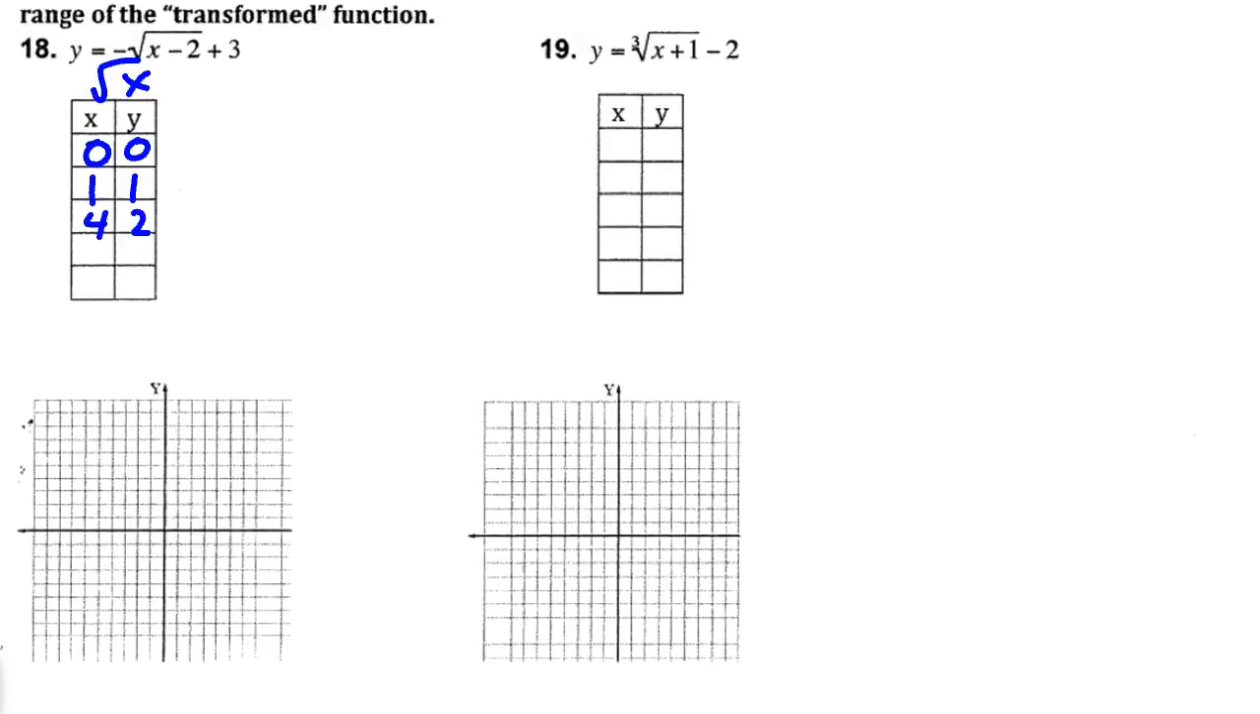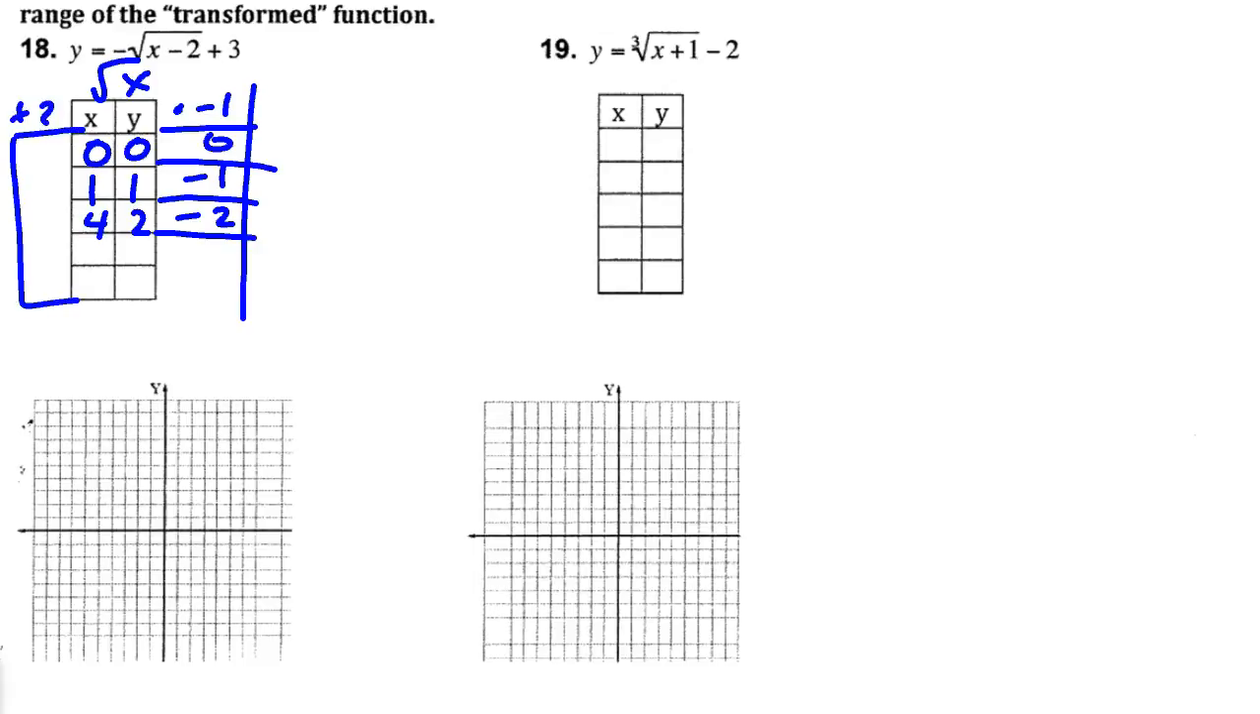I want to reflect over the x, so that changes the y. I simply take all these y's and multiply by negative 1. So it becomes 0, negative 1, negative 2. And then the 2 right is a plus 2 over here. So my new points there are 2, 3, and 6. And then the up 3 over here changes this to 3, 2, and 1. Just adding 3 to all the numbers to the left of it.